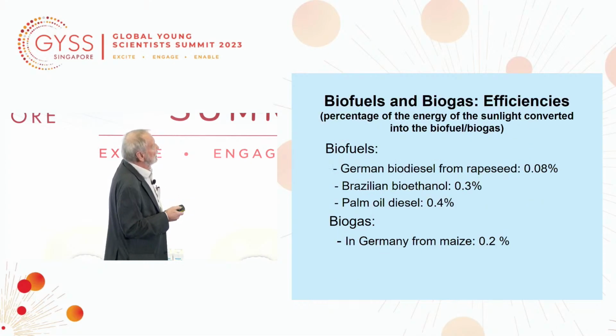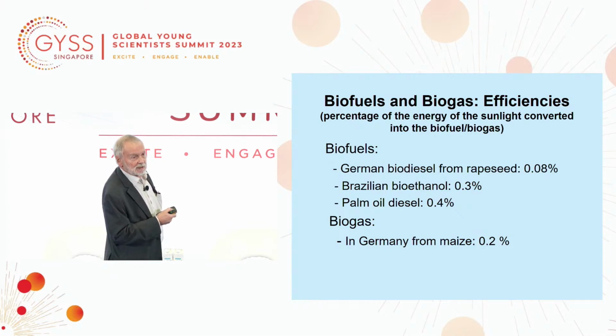And if you go on about what is at the end the efficiency in biofuel production, then biodiesel in Germany, which is made from rapeseed, is 0.08%, practically nothing. If you go to Brazil and bioethanol, then it's 0.3% of the sun's energy which is found in the ethanol. Palm oil diesel is 0.4%, so it's practically nothing.